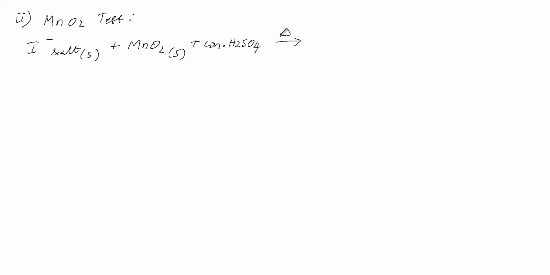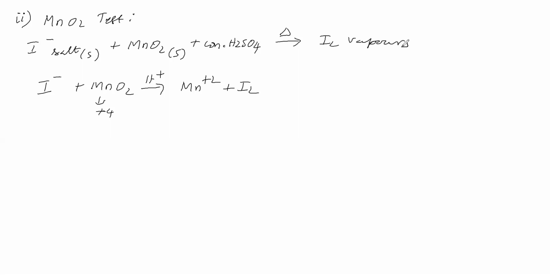Let's see what we get. This I minus is reacting with MnO2 in the presence of acid. Manganese has +4 oxidation number. In the presence of acid, manganese undergoes reduction to +2 oxidation number. I minus undergoes oxidation to give I2. Therefore, we get iodine vapors. Iodine vapors have violet color.